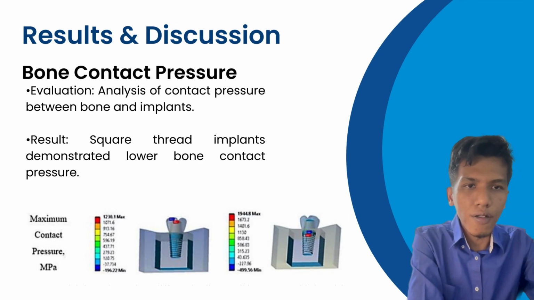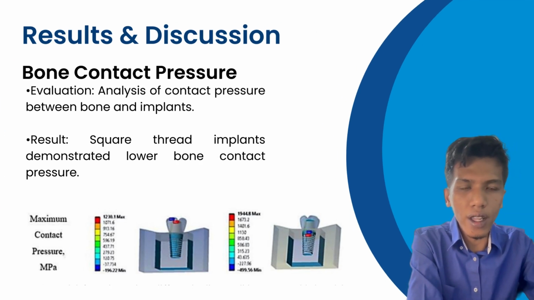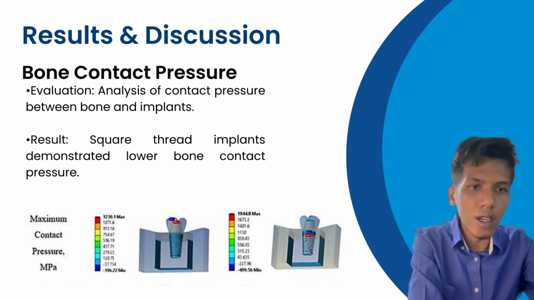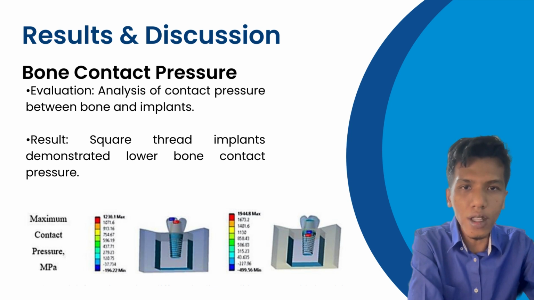For the bone contact pressure, this is from the evaluation that we ran in the finite element analysis. We analyzed the contact pressure between the bone and the implant. The results show that the square thread implant demonstrates lower bone contact pressure. You can see from the figure here the maximum and minimum pressure between the square and the spiral thread design. They are very different, and the values are also different. You may see the details of the values in my paper.